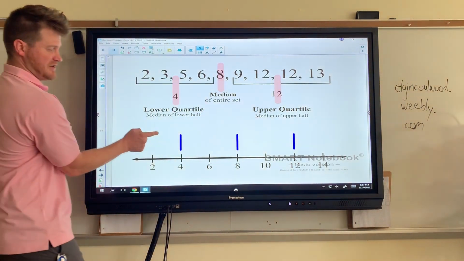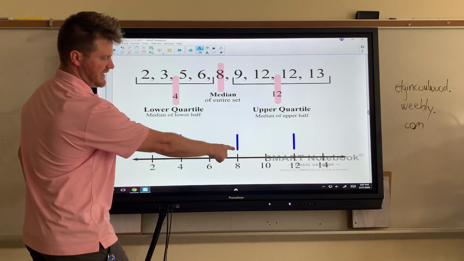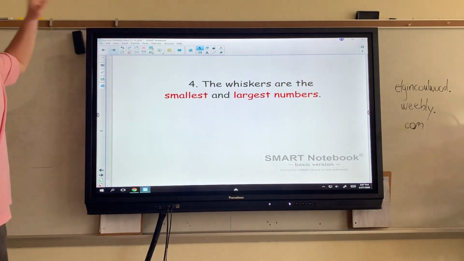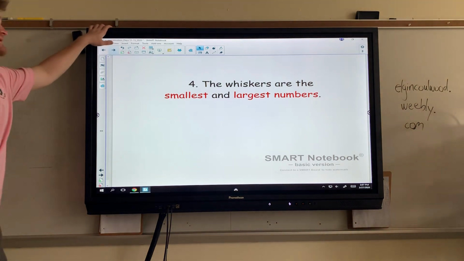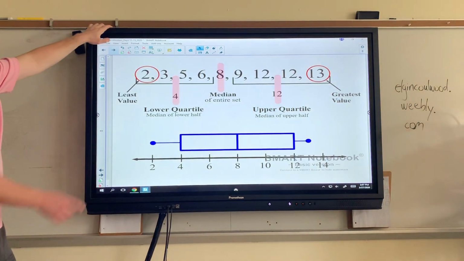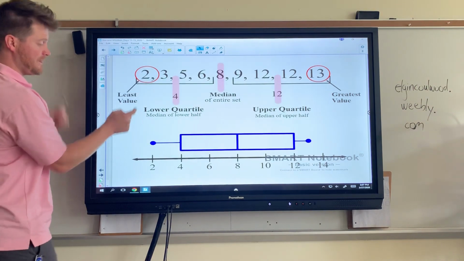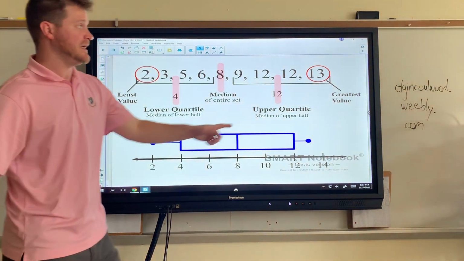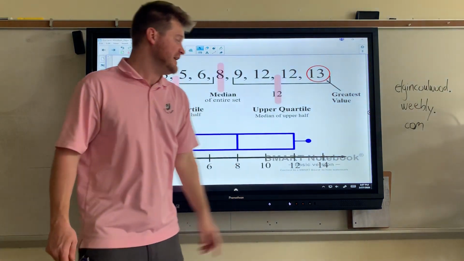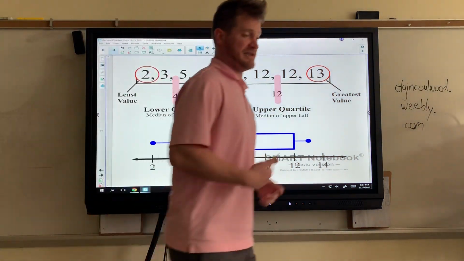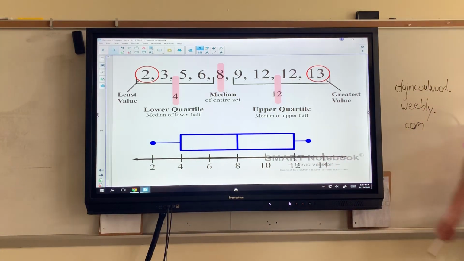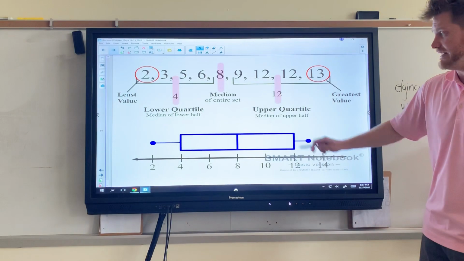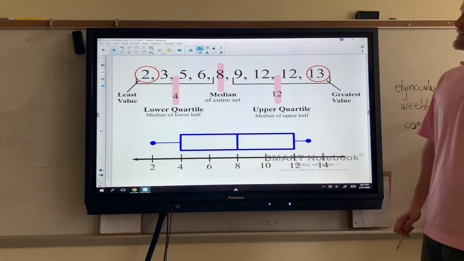So here's where the box is going to start. That's our median, the line in the box, and this is where the box is going to end. Last but not least, the whiskers, like I said, the easiest part to find is going to be the smallest and the biggest numbers. So the smallest number is 2. Put a dot above 2 and then connect it with a line. The greatest value is 13. Notice the number line's counting by 2s. So 12 and 14, obviously 13 got to be somewhere in between that. So halfway between 12 and 14, put a dot and connect it. And there you constructed a box and whisker.